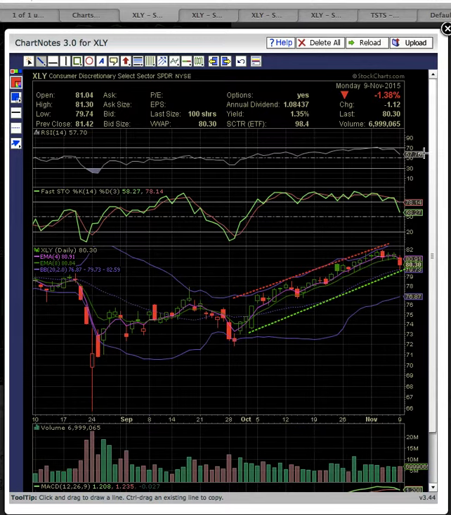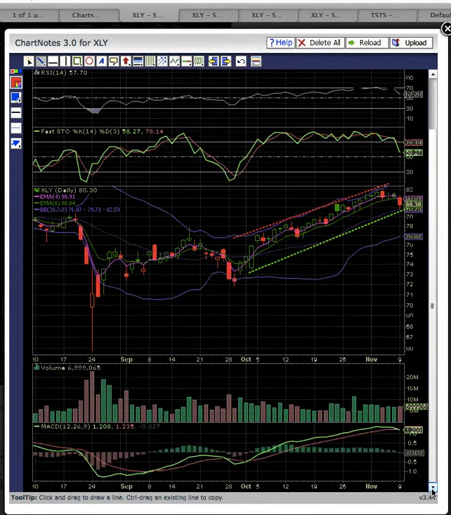You have RSI still in the bull zone at 57.70, still between 50 and 70. You have Fasto between 50 and 80, so that is in the bull zone as well. Bulls want to see both indicators stay above 50. Volume is just average. You have this pullback, but it wasn't on heavy volume, so that could be looked at as one positive. At least there wasn't a giant volume spike.